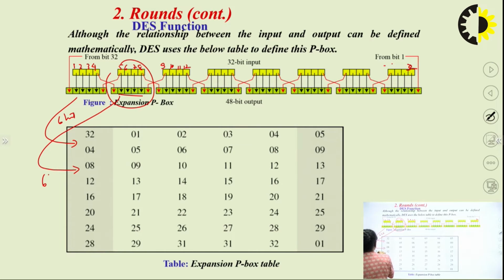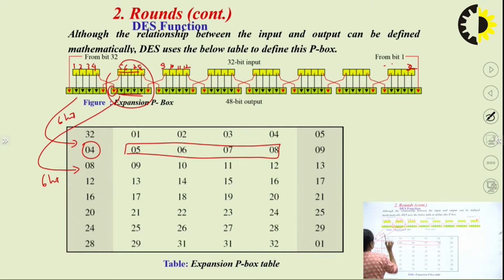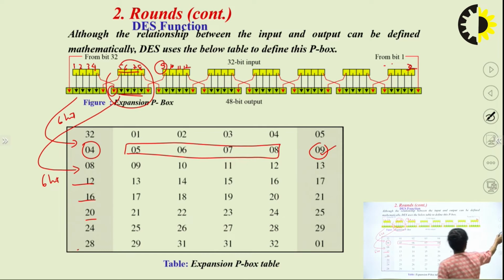The next 6-bit pattern, how are you getting it? The middle 4 bits as they are, 5, 6, 7, we are just transferring from the input. Whatever the extremes, the leftmost bit will be the 4th bit, and the rightmost bit will be the 9th bit. You see, this is how it happens. Similarly, we'll be doing for the remaining slots, and thus we come up with the resulting table.